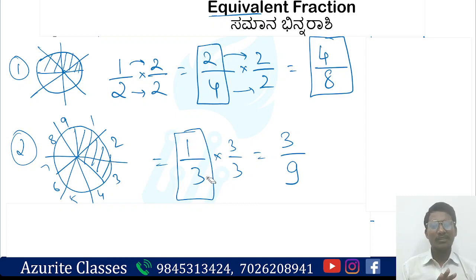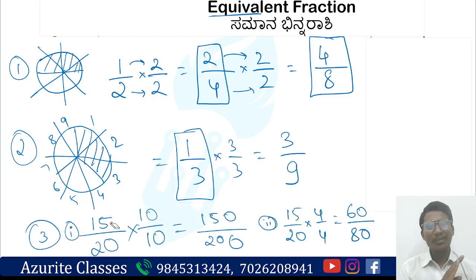So here 1 by 3, if you make 3 pieces, what will it be? 1 3s are 3 and 3 3s are 9. So that is in 9 pieces, 3 pieces, right? Same thing, same cake. You just cut and eat it, that's it. So here you can multiply by any number. Okay, so let me take the third example.